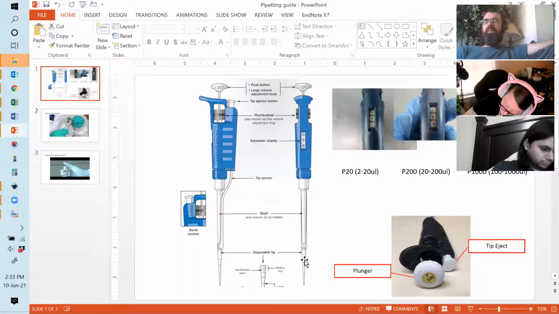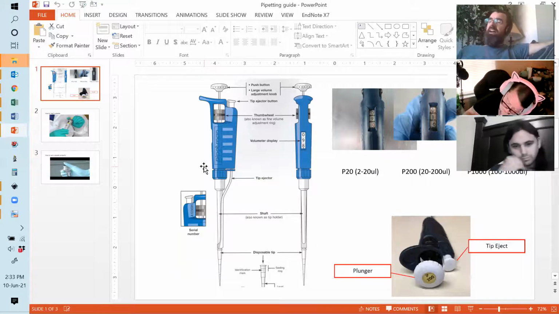And so you can get large volume micropipettes that go up to like 5 milliliters, but the ones that you're most likely to come across go between, say, 1 microliter and 1 milliliter. So a microliter being 1,000th of a milliliter.